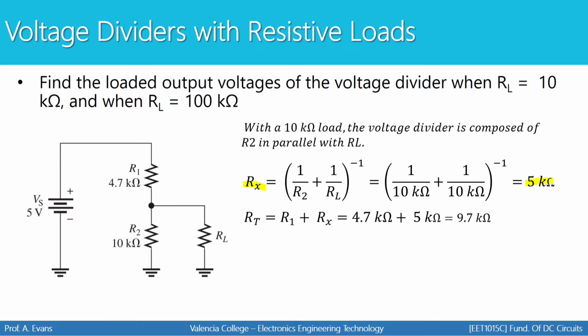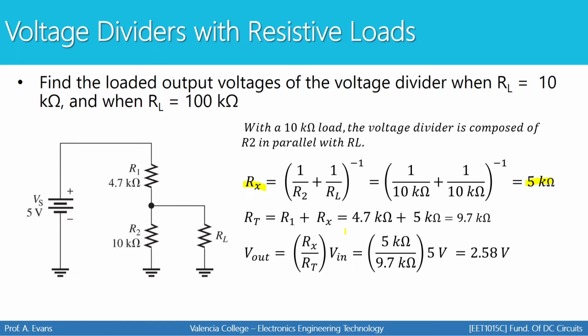So now my total resistance in the circuit is R1 plus Rx. Now when I do my voltage divider, I'm going to do the voltage divider with Rx on top, which is these two combined together, divided by my total resistance times Vin. So by adding a load to the circuit, I decrease the output. Now the output is only 2.58 volts.